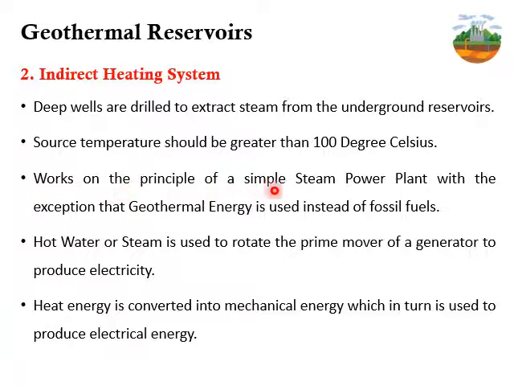It works on the principle of a simple steam power plant, with the exception that geothermal energy is used instead of fossil fuel. You know how the fossil fuel Rankine cycle is operated. Similarly, instead of the furnaces, we have the geothermal energy from the geothermal reservoirs. Hot water and steam are used to rotate the prime mover to generate electricity, and heat energy is converted into mechanical energy, which in turn is used to generate electricity. So this is how geothermal energy is currently being harnessed, by using the Rankine cycle, Kalina cycle, or two-fluid cycle.